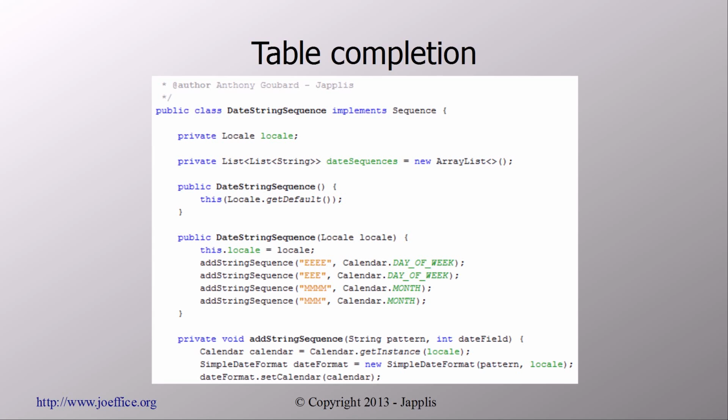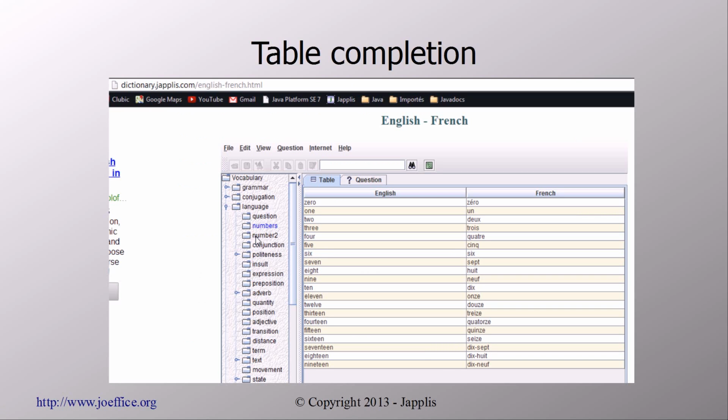Here is a date string sequence. It will accept day of the week and month in short and in long format. It will also support the default locale and the English locale, so you have some priorities. It will search first for the numbers, then for the default locale for the dates, and then for the English locale for the dates. But you can do something more complicated, just like the number but in letters.